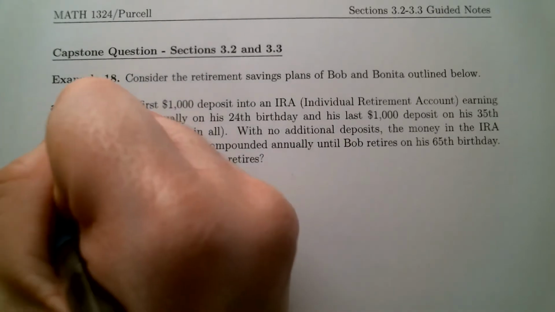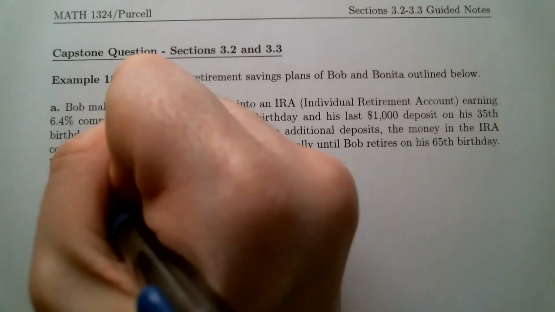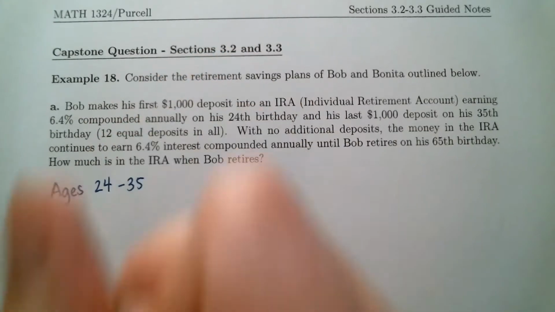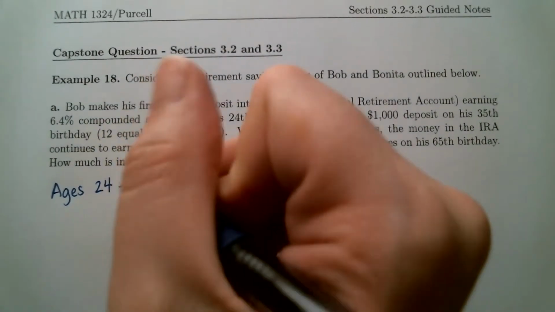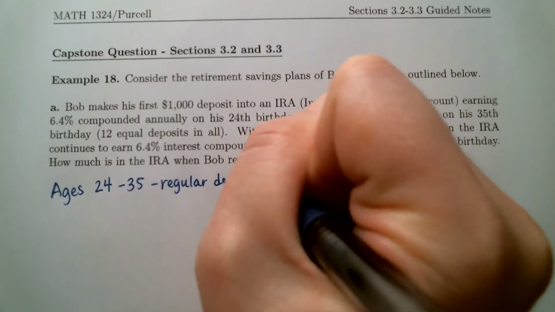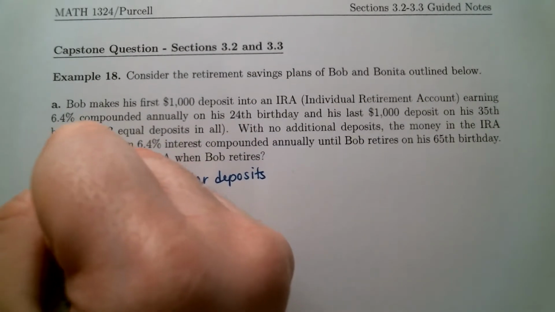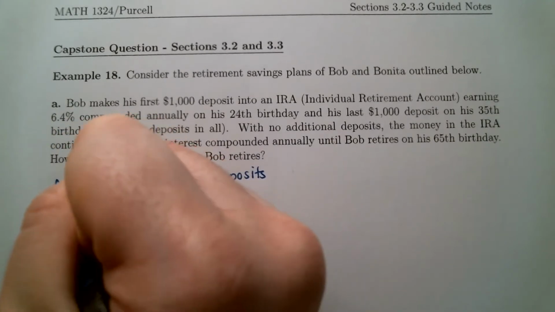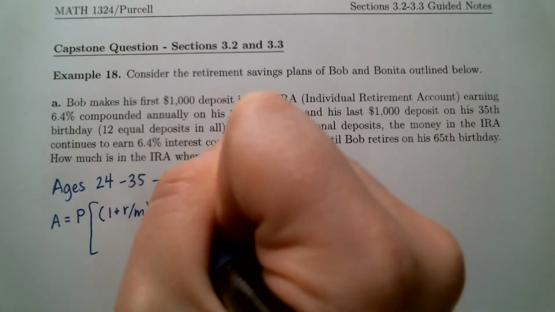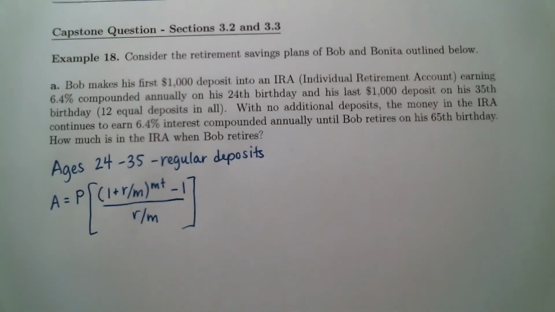Let's write down what's going on. Let's look at what happens between the ages of 24 to 35. During this time, Bob is making regular deposits. He's saving money, regular deposits. This is going to be the annuity, so we're going to use the future value of an annuity. We need to use this formula. That's what we need to work on right here.